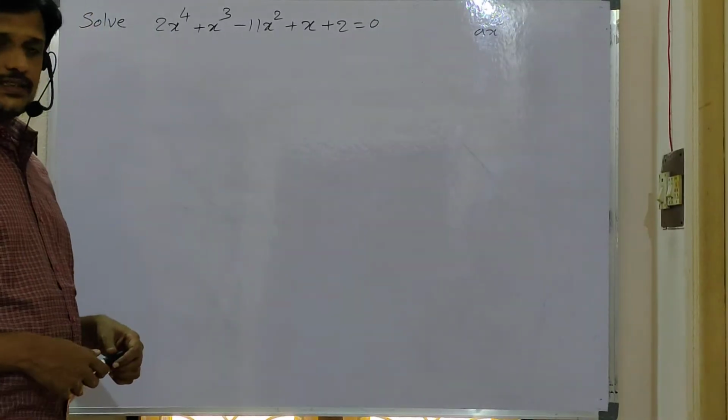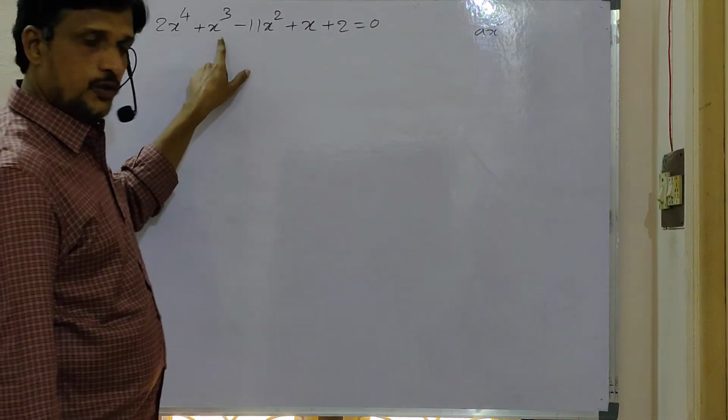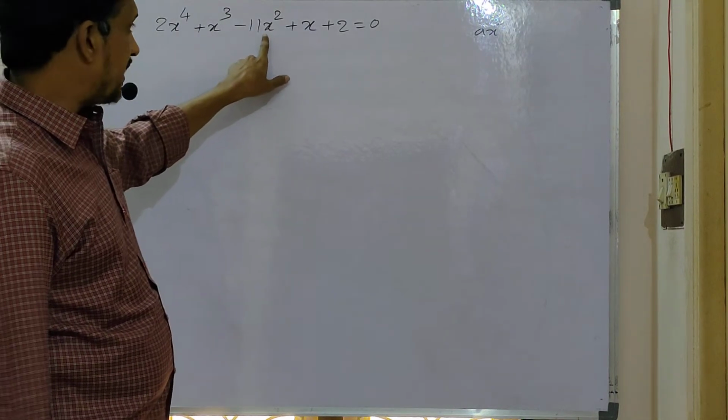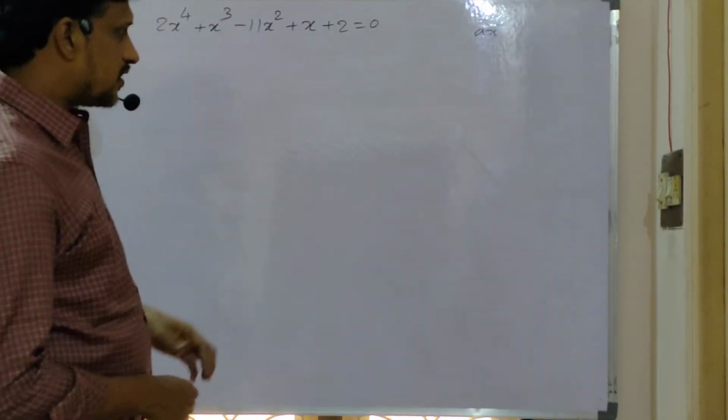So here the first one is: solve 2x^4 + x^3 - 11x^2 + x + 2 = 0. Just observe the given equation.